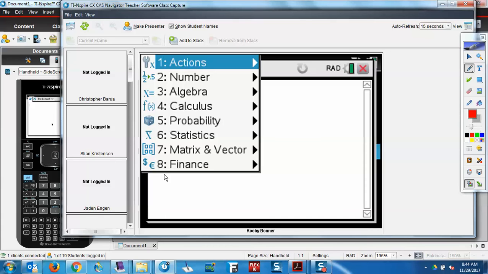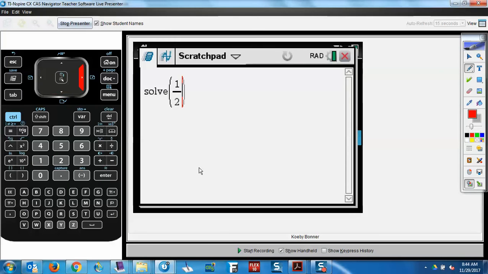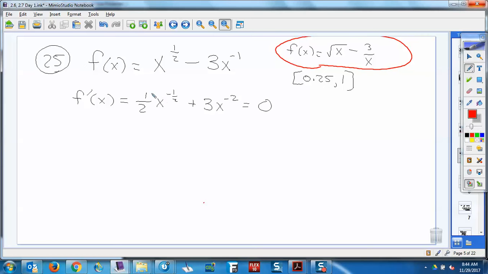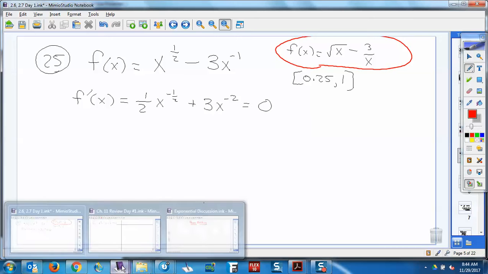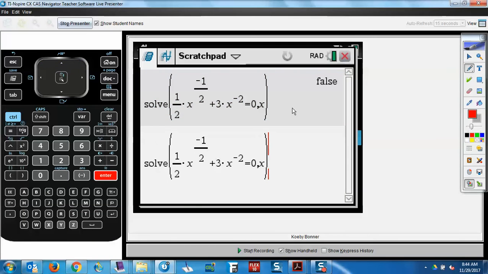Okay, so we go to algebra, solve, and so he's typing it in here. We got 1/2 x to the -1/2 plus 3x to the -2 equals 0. But I'm going to show you something here that's really important, especially on these global max-min problems and trig problems. Okay, so it says false. So what that tells you probably is that this never does equal 0.